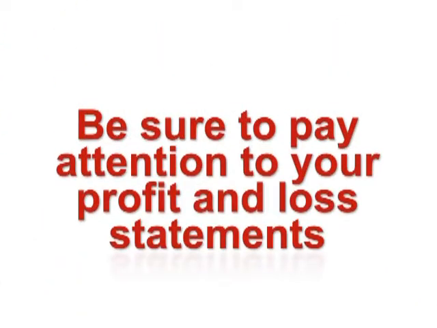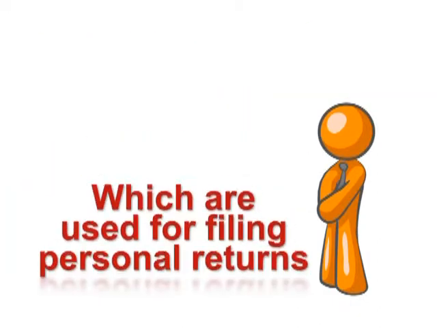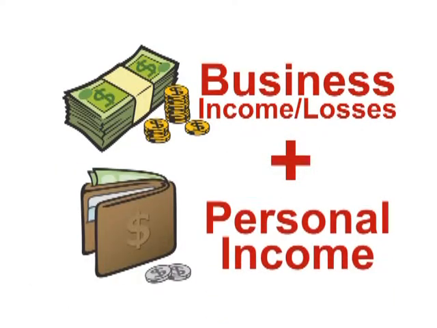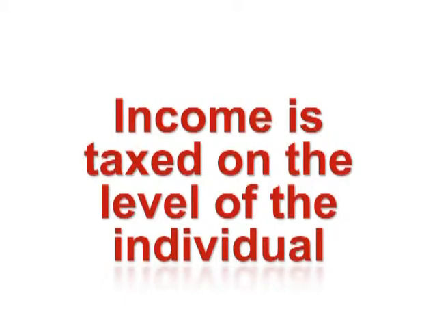This catches a great many people by surprise, so be sure to pay attention to your profit and loss statements. Instead, the owners of S-corporations and partnerships each file a Schedule K1, which they use in filing their personal returns. Business income or loss is thus combined with all other personal income and is taxed on the level of the individual.